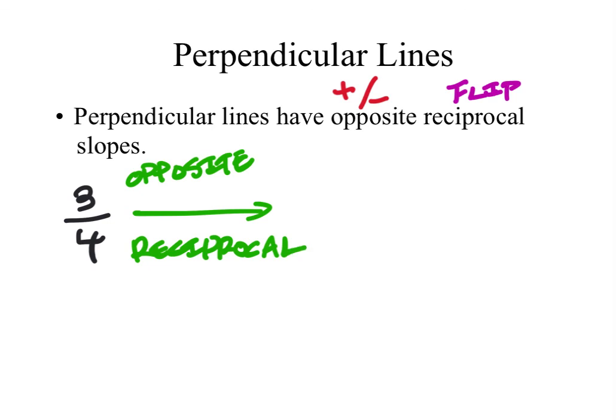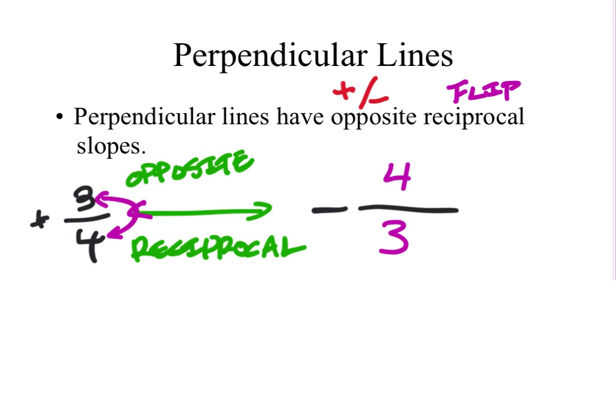Doesn't matter which one I start with, but I would know that that's a positive 3/4, which means that the opposite will then be negative. And then reciprocal means I'm going to flip these, the numerator and denominator, so now it's 4/3, okay? And yeah, it goes both ways. 3/4 would be the opposite reciprocal of -4/3 also, okay?